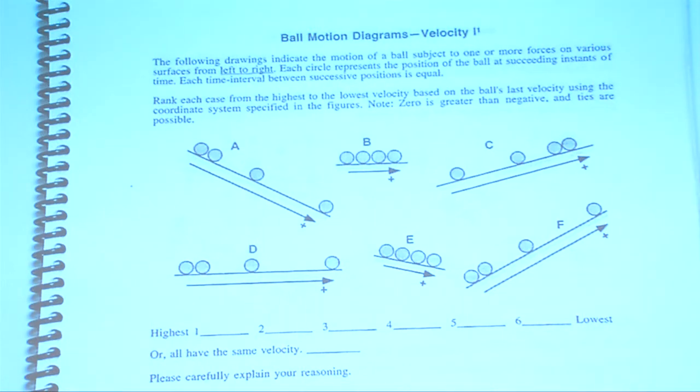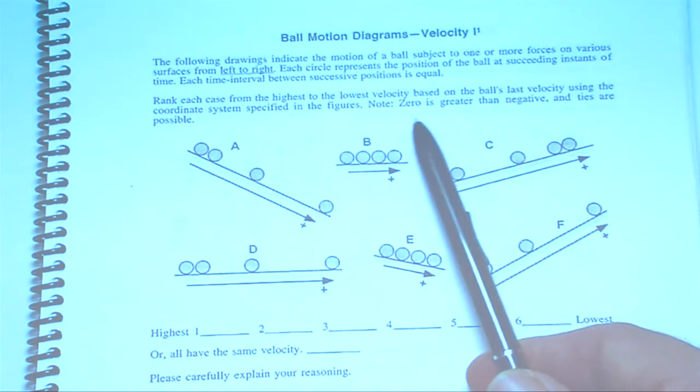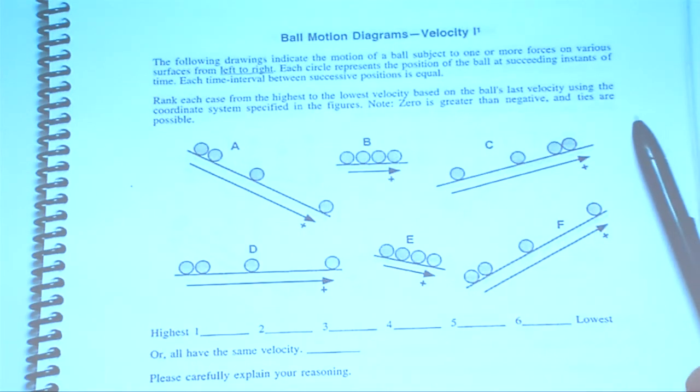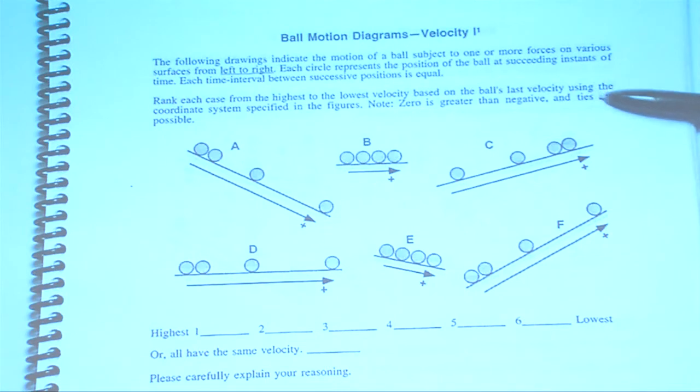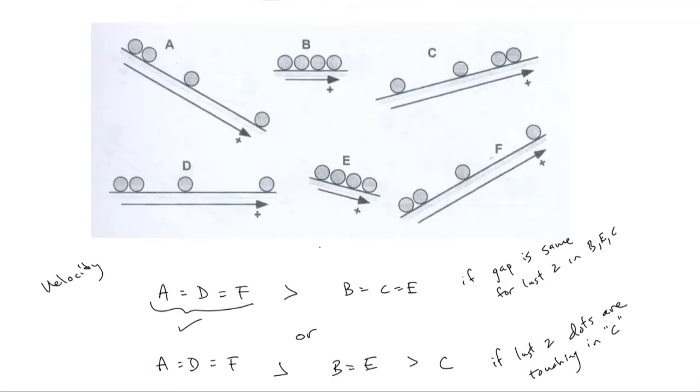They've given us a coordinate system. Every one of these, to the right, is positive. So if it's moving to the right, it has a positive velocity. If it's moving to the left, it has a negative velocity. Positive numbers are greater than negative numbers. So we're looking for a ranking based on the final velocity, the velocity during the last time interval.